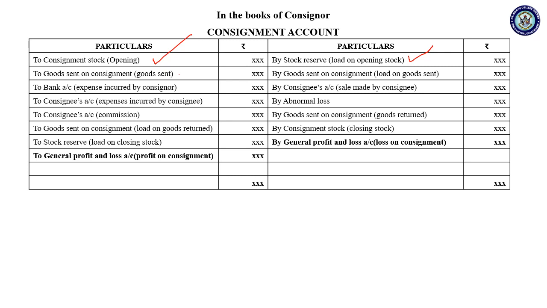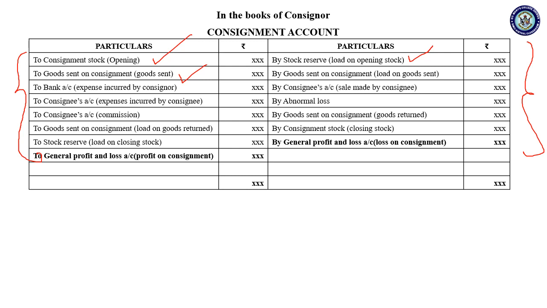The next entry is goods sent on consignment account, meaning the consignor sends some goods to the consignee, which you need to record. These are all expenses, or items that should be borne by the consignor. So you send the goods to the consignee. So, to goods sent on consignment.